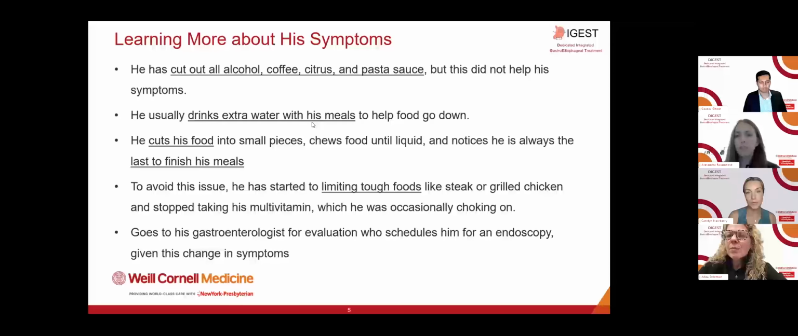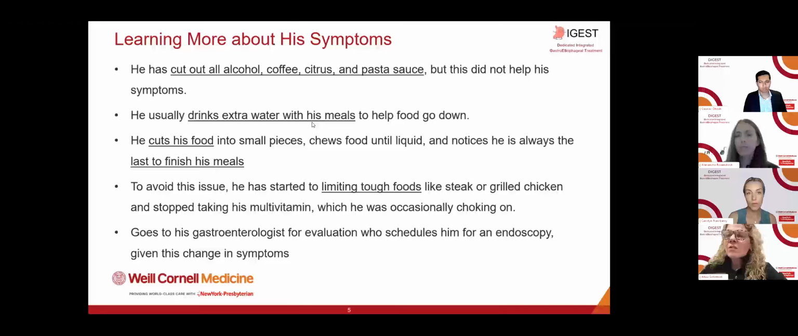So, what ends up happening is he's drinking water to help things go down because they're not going down as smoothly as he would expect. He's adapted and cutting his food into smaller and smaller pieces. He's eating slower to maybe prevent these episodes of food getting stuck. He's limited the tougher things. We think steak, big chunks of chicken, bread, like hard bread, like bagels, things that are really tougher to go down or may cause more symptoms.